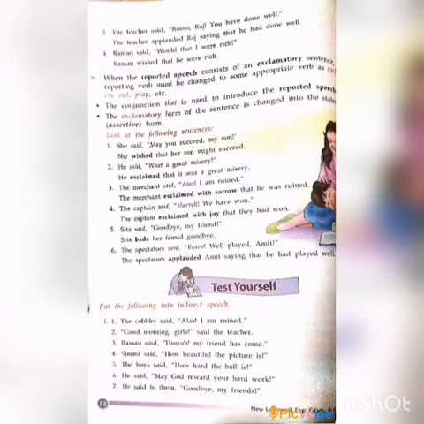So see all these rules. When the reported speech is an exclamatory sentence, the reporting verb must be changed into some appropriate verb such as exclaim, cry out, pray, etc. The conjunction that is used to introduce the reported speech. The exclamatory form of the sentence is changed into a statement or assertive form. Here there are 6 more sentences given. See that. First one: she said, "May you succeed, my son." Here she wished that her son might succeed.